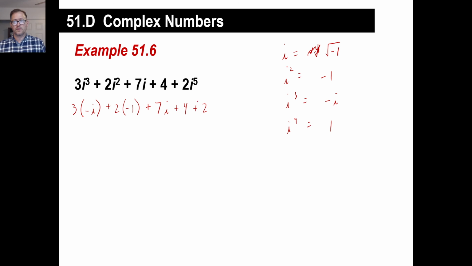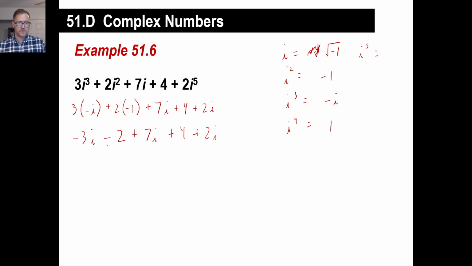Now if you remember a couple of pages ago, these repeat. So i to the 5th is just going to be i to the 1st. It just repeats. So you can just write 2i. All right. So we have negative 3i. 2 times negative 1 is negative 2. Plus 7i, plus 4, plus 2i.